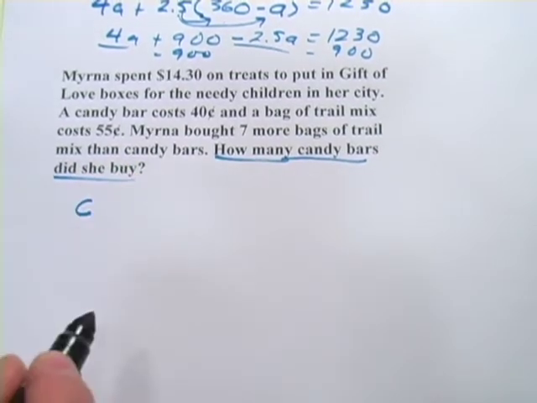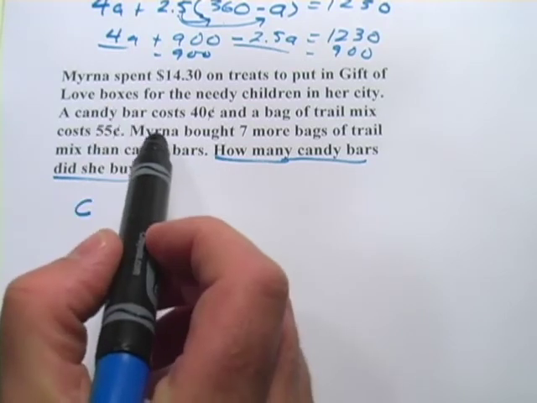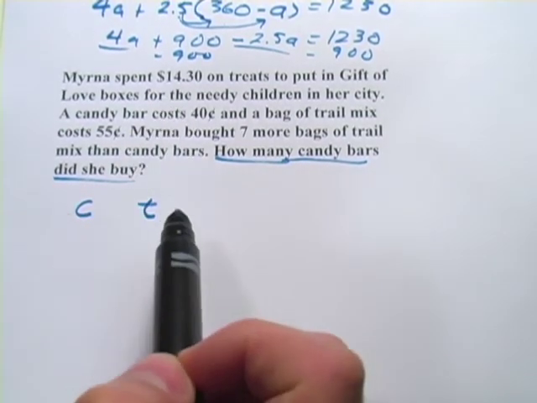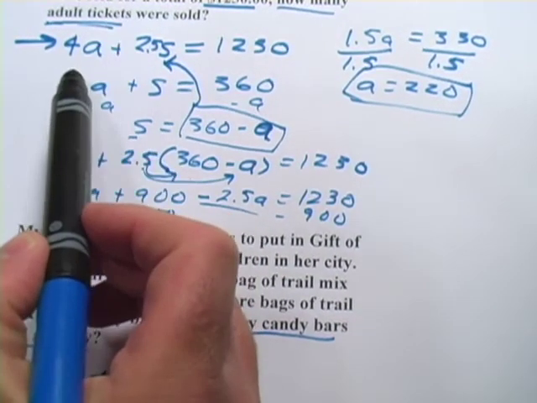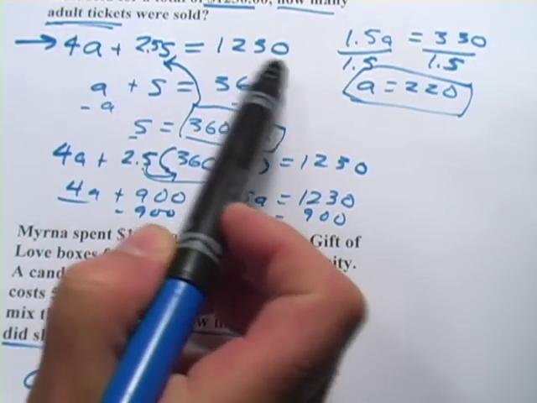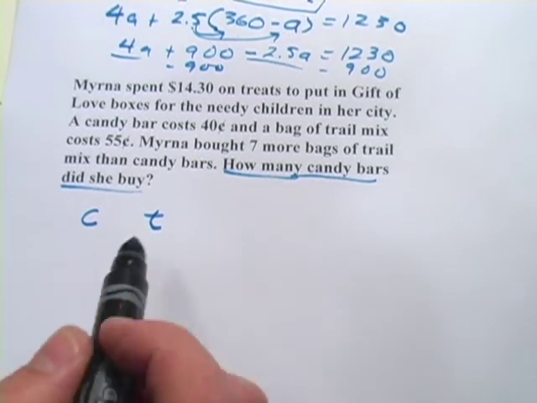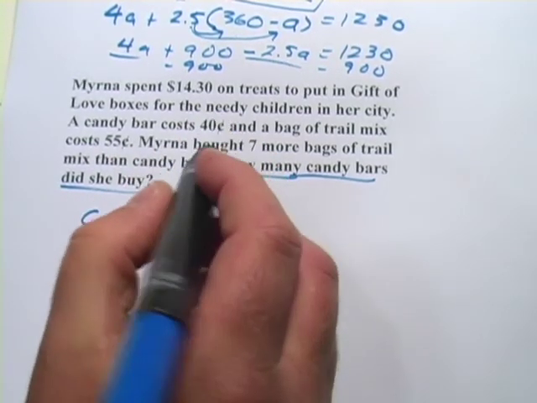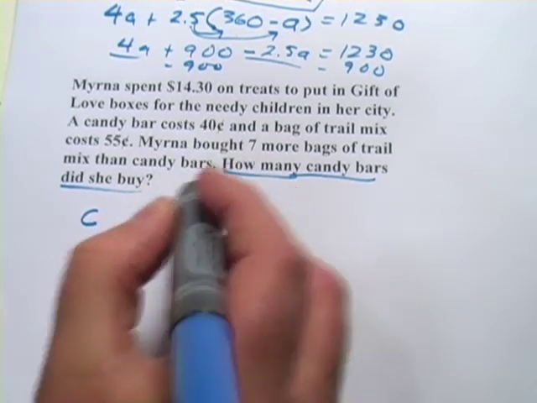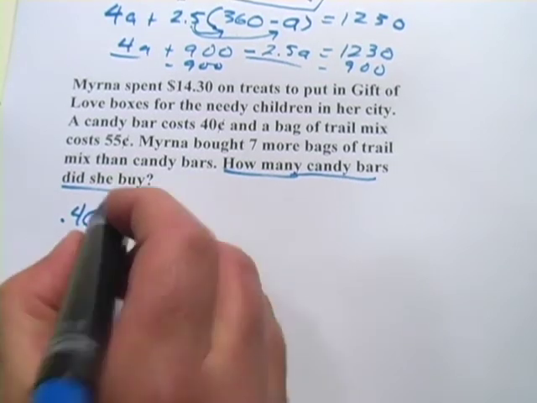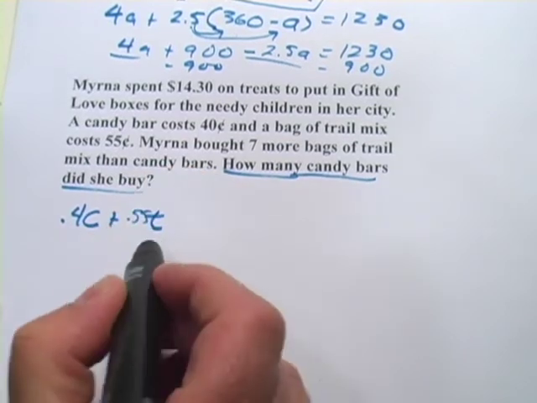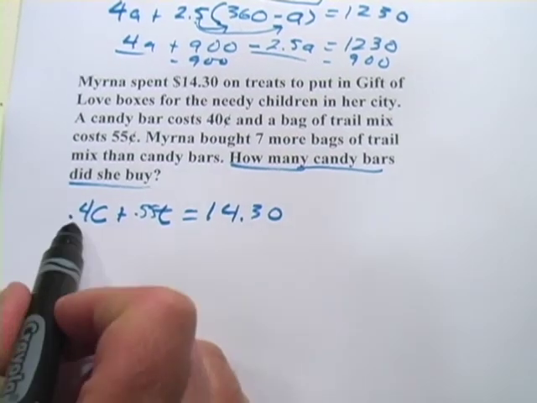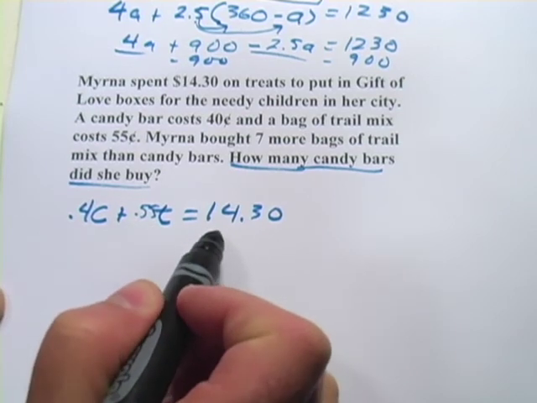So we're going to call that C. And then let's see, the other variable in here is going to be the other treat, which is trail mix. We'll call that T. And like in our previous problem, we're going to have one where we multiply the price by the number, our variables for the numbers, and add that up to the total money. And that should work for us down here. We've got all that information. So we've got cents here and we've got dollars here, so we've got to be careful about that. Let's put this in dollars. So I'm going to write 40 cents for a candy bar as 0.4 times C plus 0.55 times T is going to add up to $14.30. So there's our first equation. 40 cents times the number of candy bars, 55 cents times the number of trail mix adds up to $14.30.